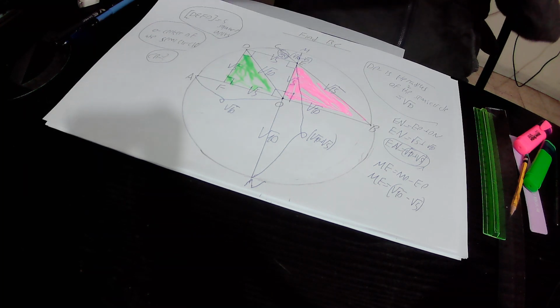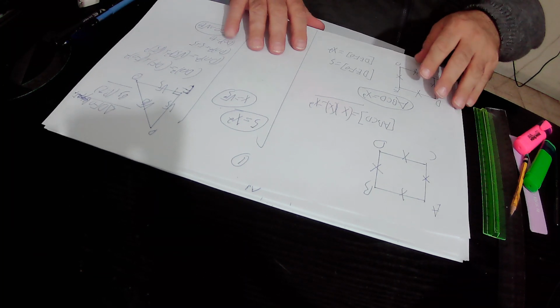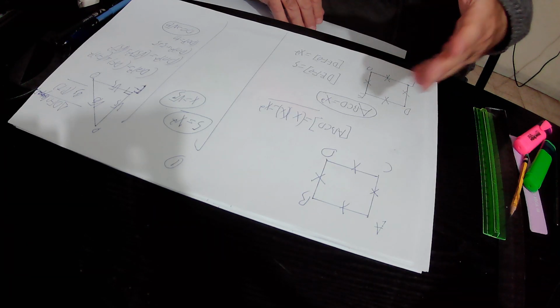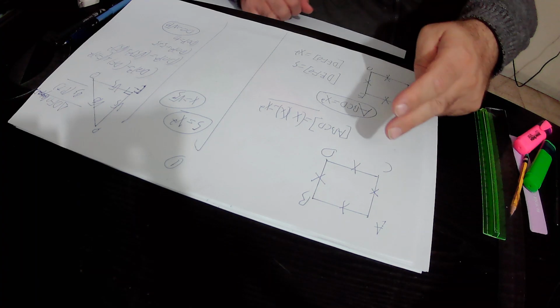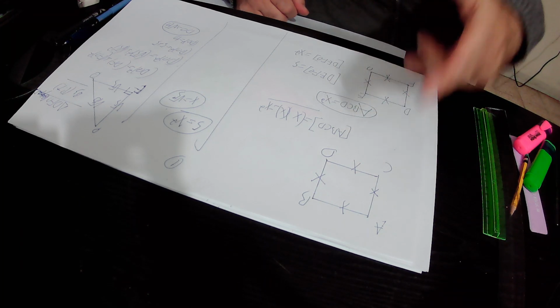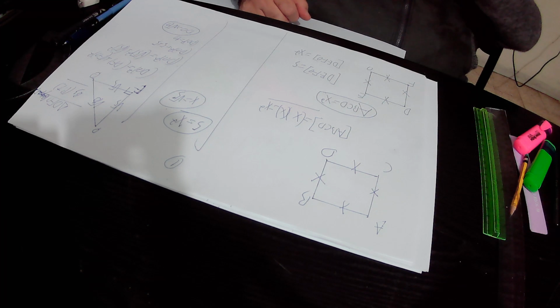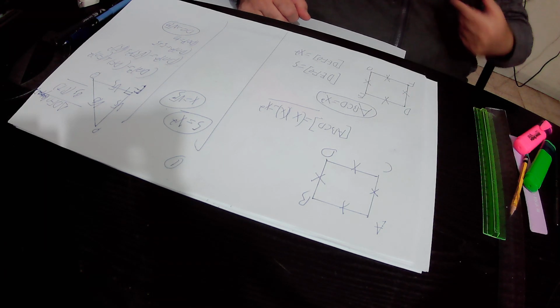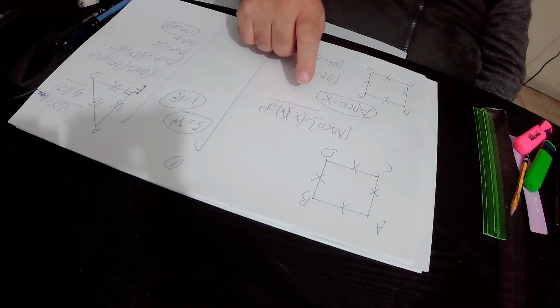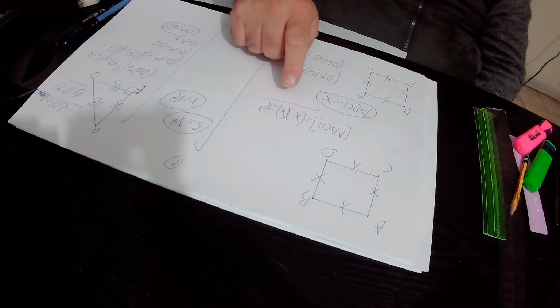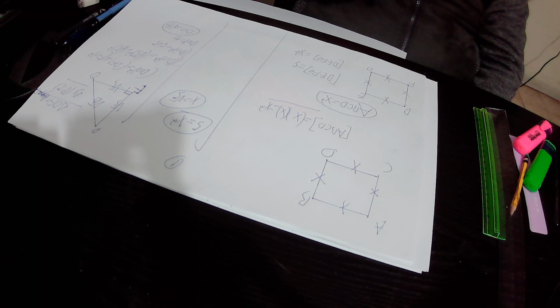So here I drew square ABCD, that could be any square. We defined the length of one side of this square ABCD as x. What is the area of this square ABCD? It equals x times x. That is to say, the area of square ABCD equals x times x, that is x squared.